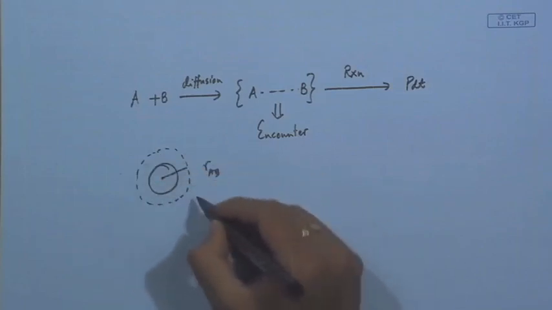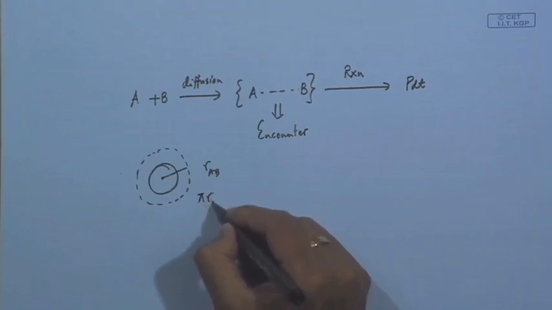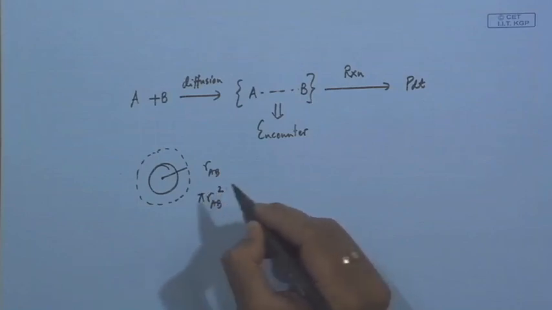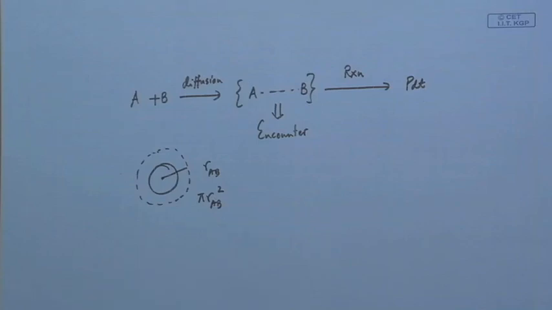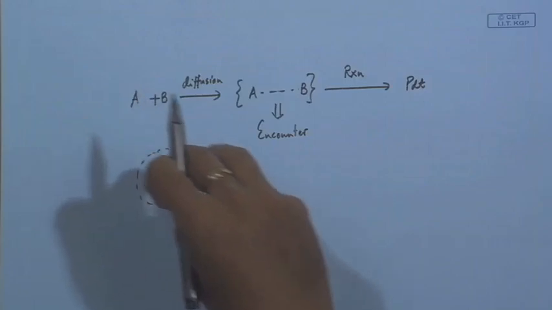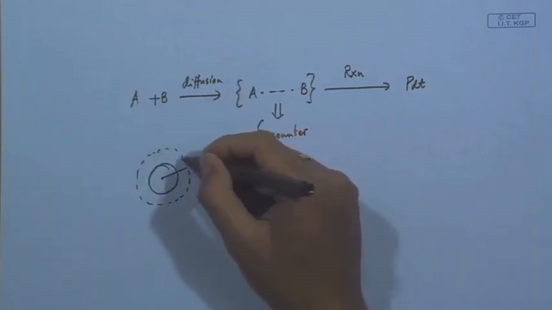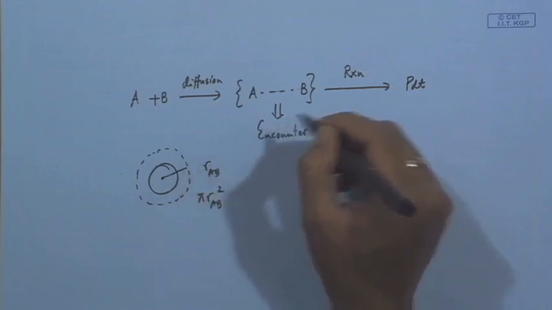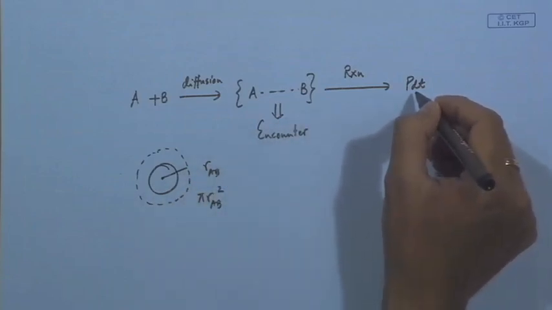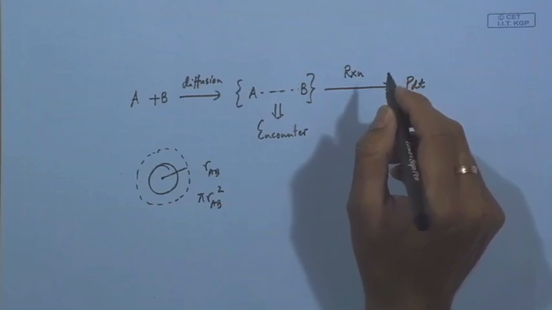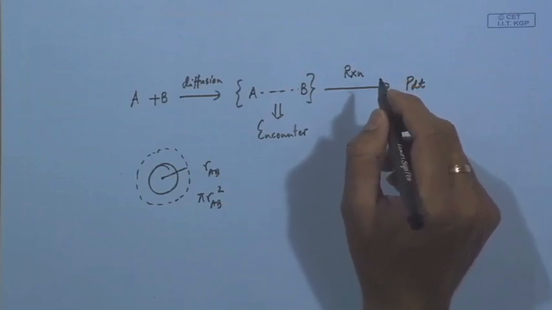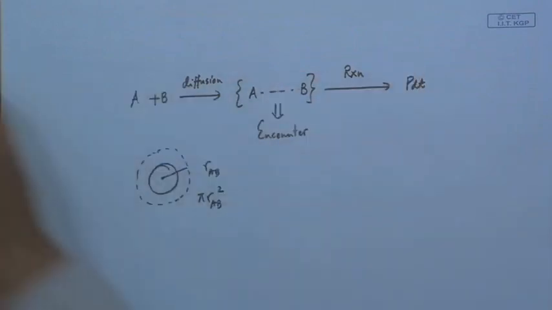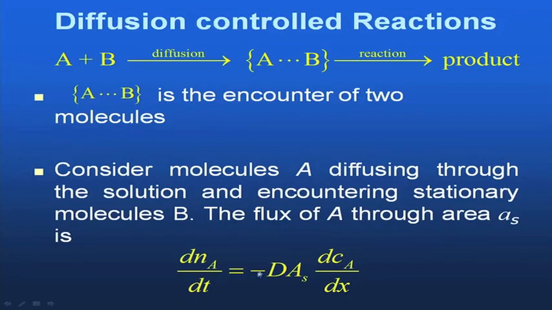So AS is this pi RAB whole square. Flux through the area AS means, if there is any B molecule within this area, then there will be collision, there will be an encounter complex, and that will lead to the product formation. So the flux of A through the area AS is given by dNA/dt equal to minus D AS dCA/dt.